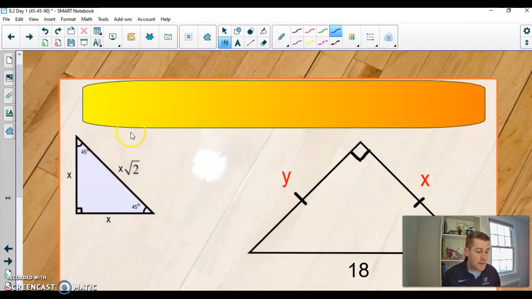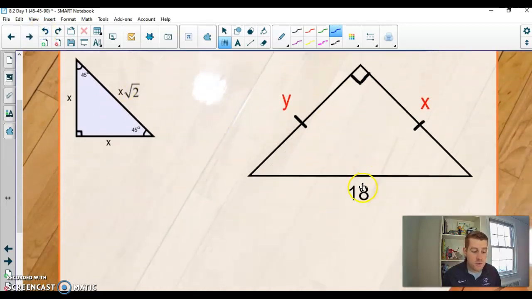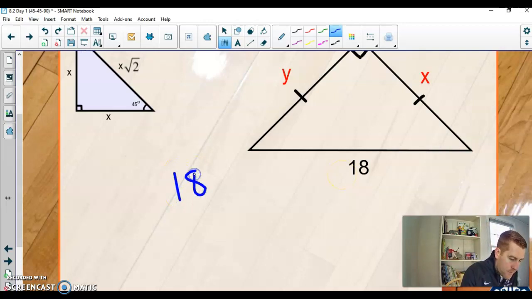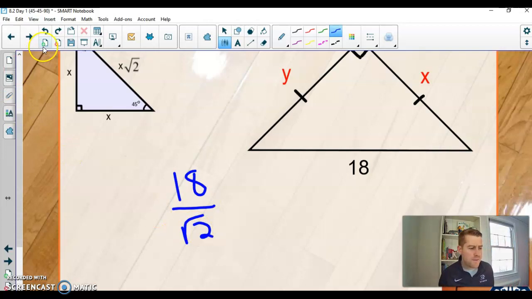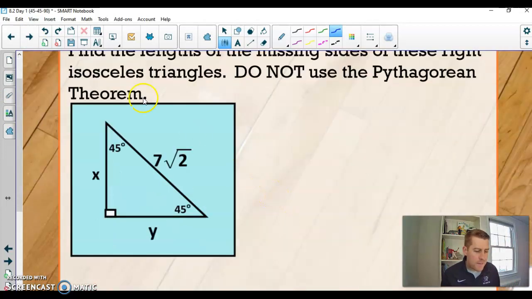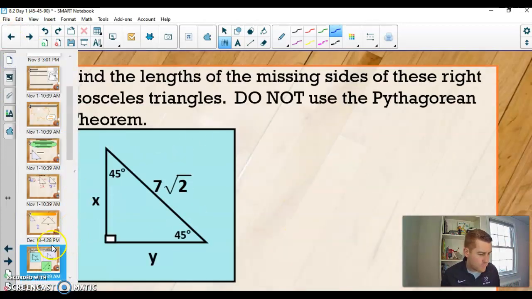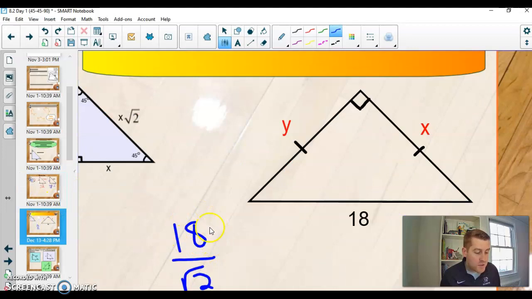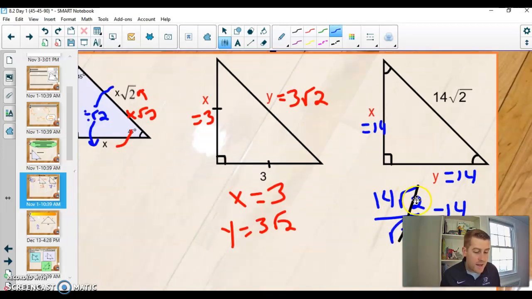So let's take whatever it is, and we're going to divide it by the square root of 2. So in this case, my hypotenuse is 18. So we're going to take that 18, and we're going to divide it by the square root of 2. Now, this one's different than the one in the previous slide because the one we're looking at here, which is 18, there is no square root of 2 like we had here that's just going to cancel it out.